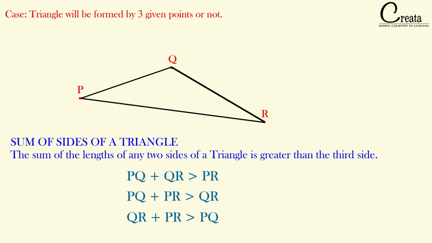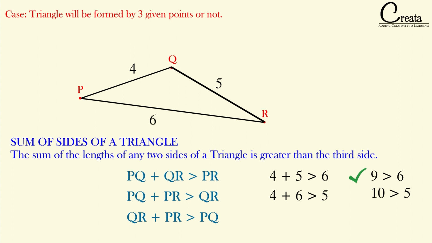For example, we have a triangle with sides 4, 5 and 6. Here the sum of two sides should be greater than the third side. That is, 4 plus 5 is greater than 6. Yes, it is. 4 plus 6 is greater than 5. Yes, it is. 5 plus 6 is greater than 4. Yes, it is. So we can say 4, 5 and 6 will form a triangle.